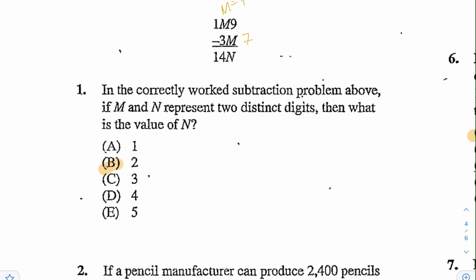Now, if m is equal to 7, 9 minus 7 has to be equal to 2. So this problem will be 179 minus 37, which will be 142. So n would be choice B, 2.